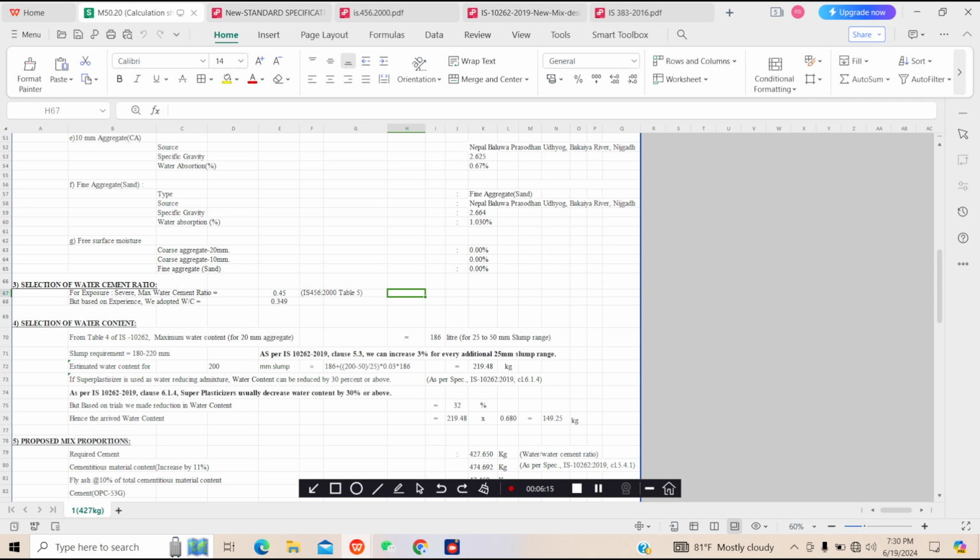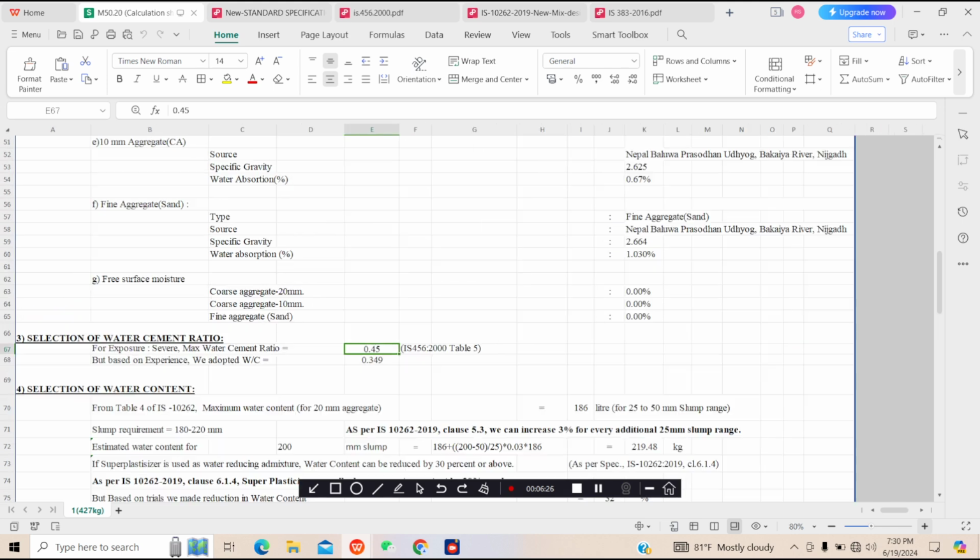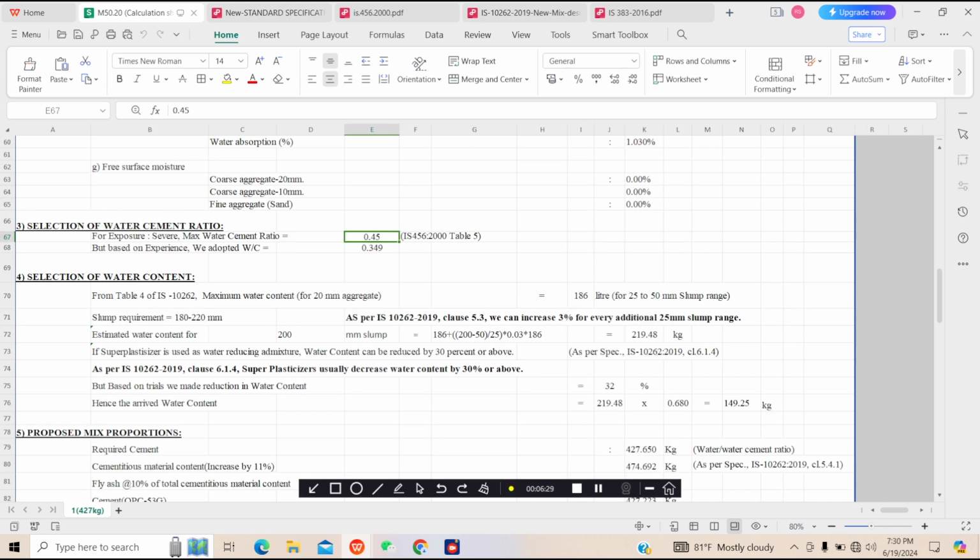For the exposure condition severe, the maximum water cement ratio that we have taken from IS 456 is 0.45, and based on our practical experience, we have done so many trials in the lab, we have adopted a water cement ratio of 0.349. It will change as per the exposure condition and the site distance from the batching plant. So it practically depends upon the experience. So from my experience I have taken the water cement ratio this much.